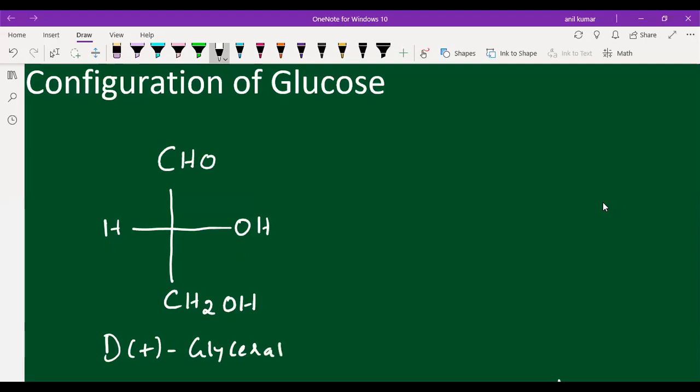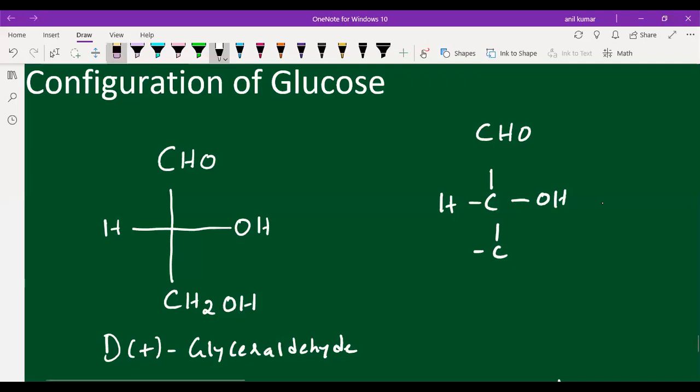Now, beside this, I am going to draw the glucose structure. Glucose also has the aldehyde group, CHO, and on the second carbon, H on the left, OH on the right. I will draw the structure somewhat upside down, like the D plus glyceraldehyde, so that we can compare the structures very easily.